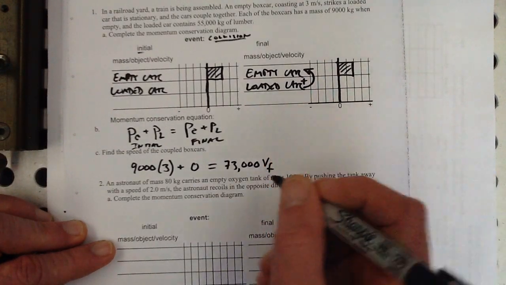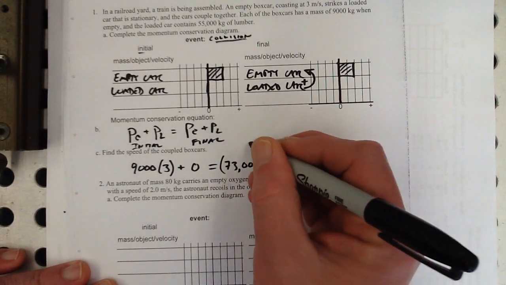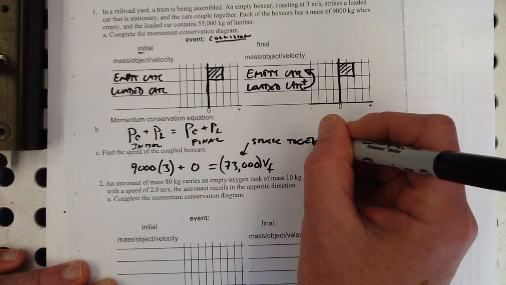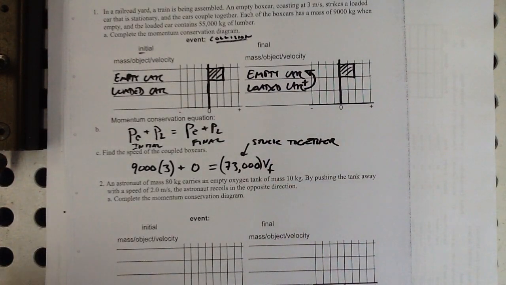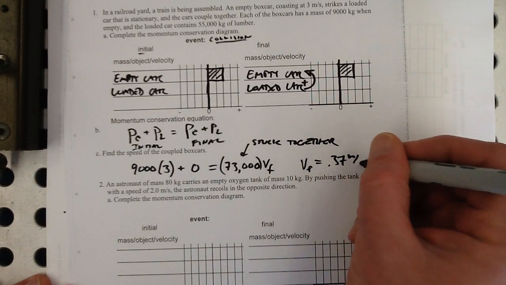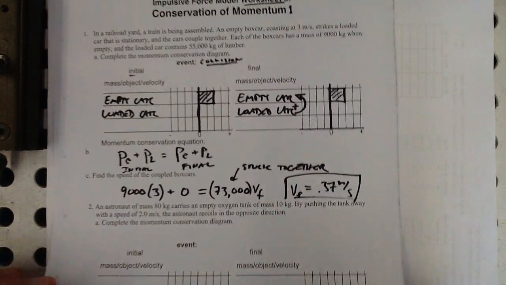And find the speed of the coupled boxcars. So they're stuck together. That's why I just have one thing there. And then math, or calculator button pushing. 9,000 times 3 divided by 73,000, about 0.37 meters per second. All right.